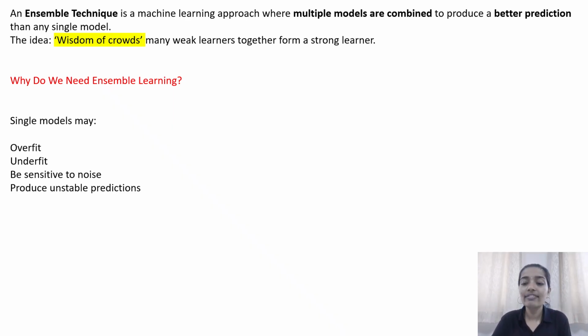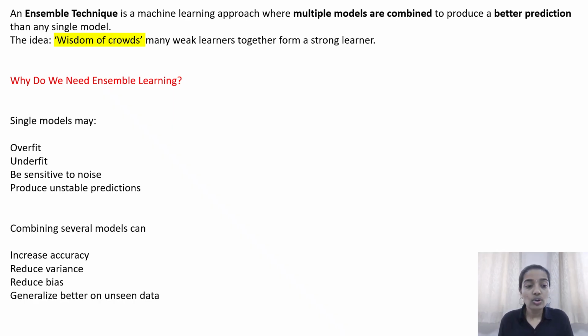One model can give us 96-97% accuracy, but what if we use multiple models and all together they give us some 99% accuracy? We need to increase the accuracy. So that is the reason why we should come up with ensemble techniques. When we combine different models, what happens? It increases the accuracy, it reduces variance.